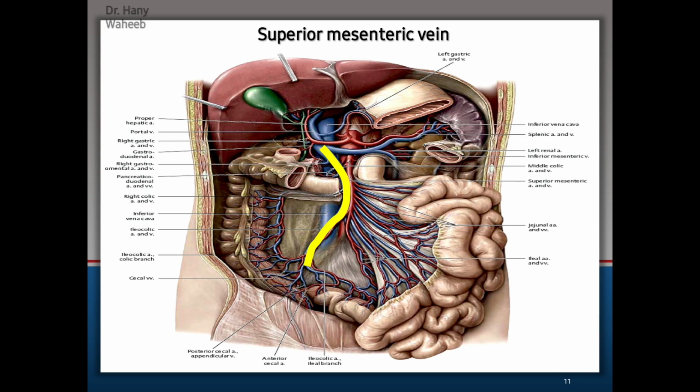Here, the superior mesenteric vein ascends on the right side of its artery within the root of the mesentery to end behind the neck of the pancreas by union with the splenic vein to form the portal vein.